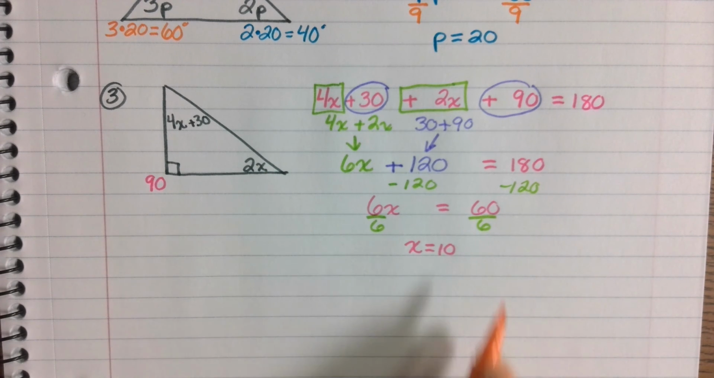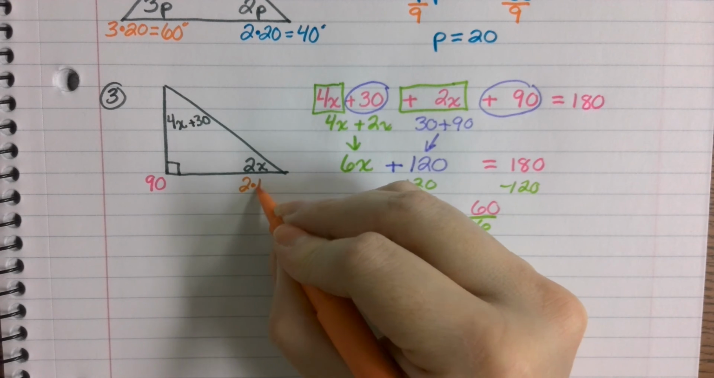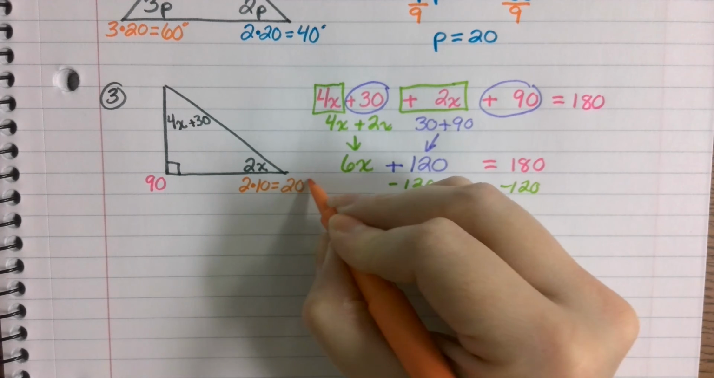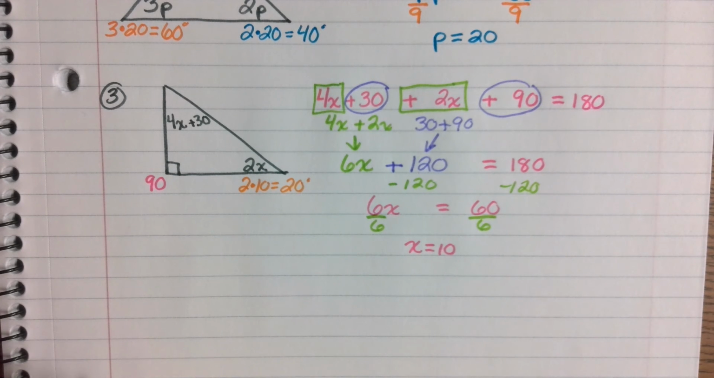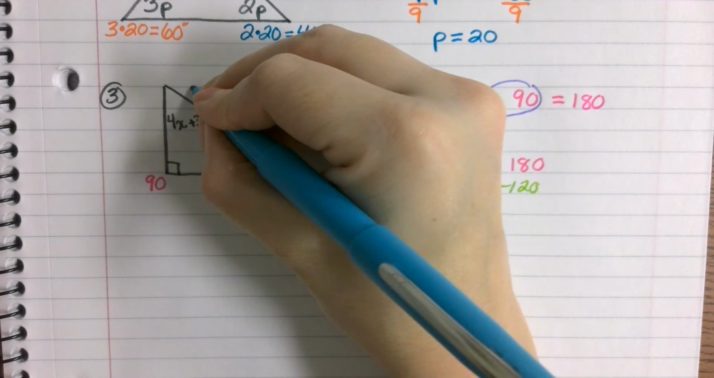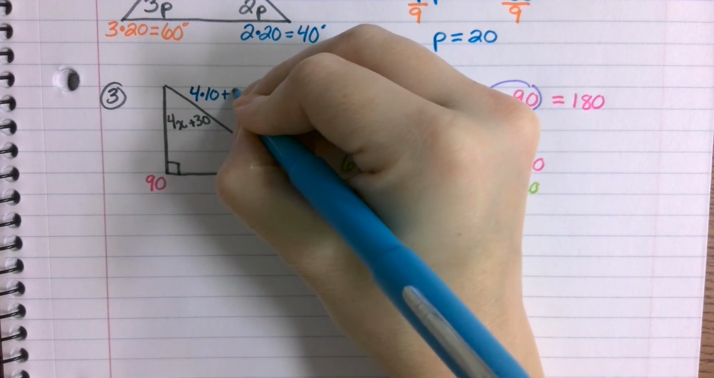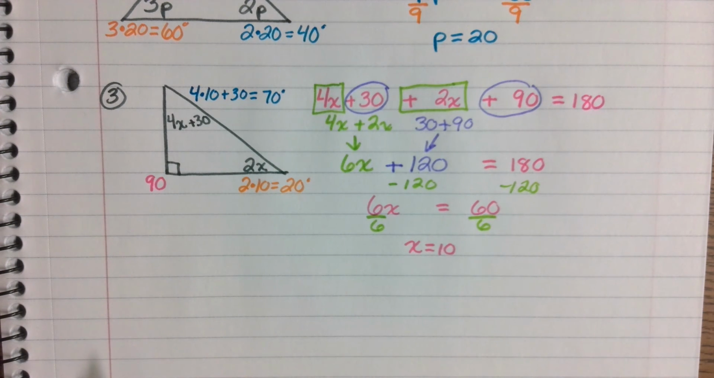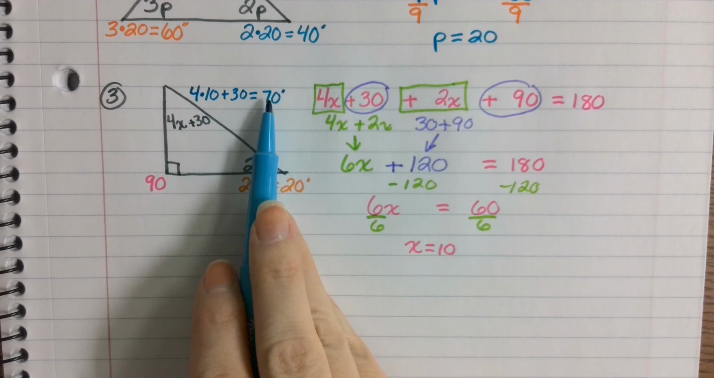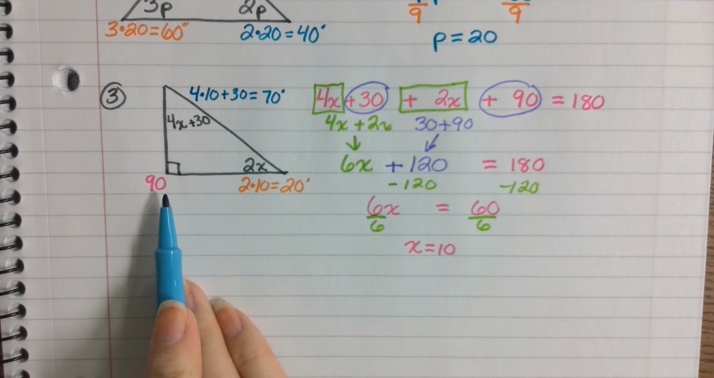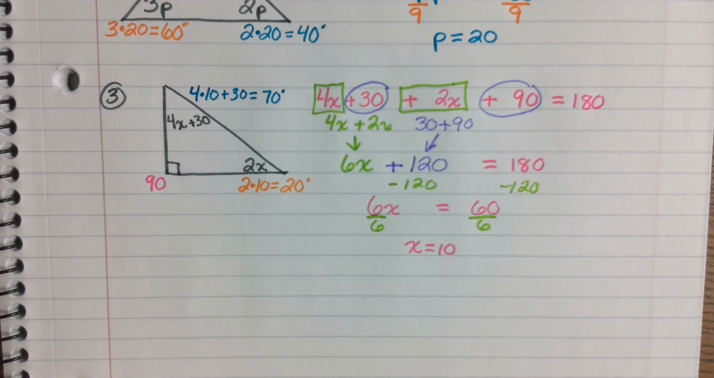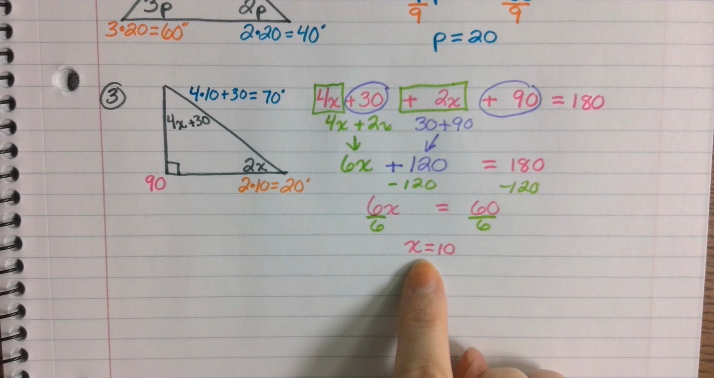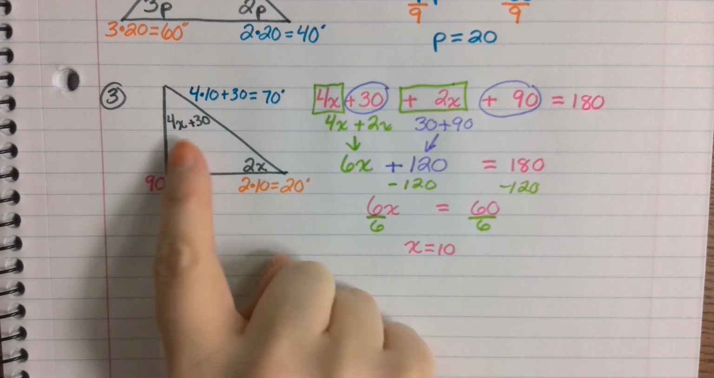So I could do 2 times 10, which would equal 20 degrees. So this would be a 20 degree angle. And then I could do 4 times 10 plus 30, which would equal 70 degrees. And again, if I take 70, add 20, and add 90, it equals 180. Yes, Eileen? Because I just told you what x equals, right? So instead of 4 times x, I'm going to say 4 times 10.